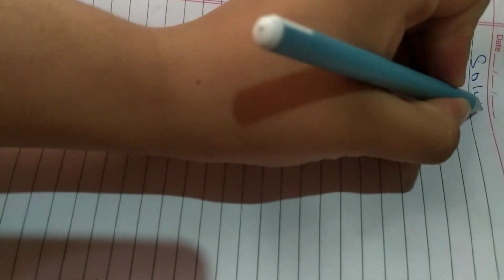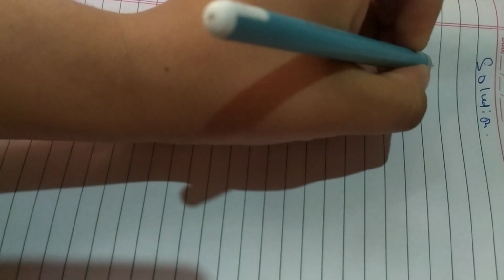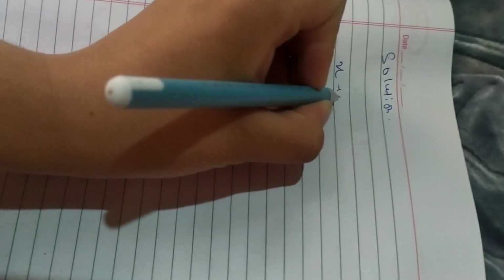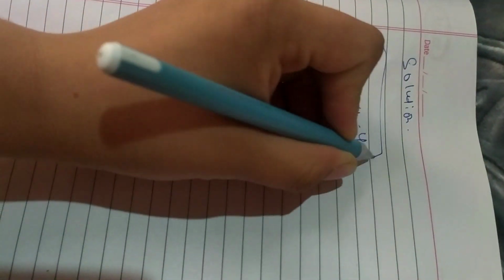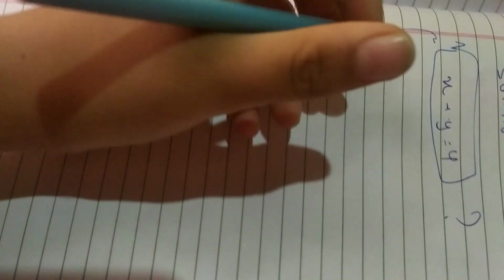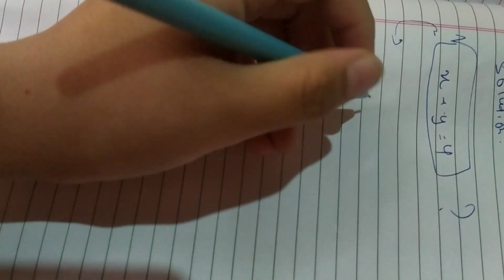Now we will move to solutions. What are the solutions of it? We just read so many examples. One of them will be x minus y equals to 4. Now, what is the solution? What do we have to do with this? Any linear equation in 2 variables has an infinite number of solutions. How? Let us take this equation: x plus y equals to 4.